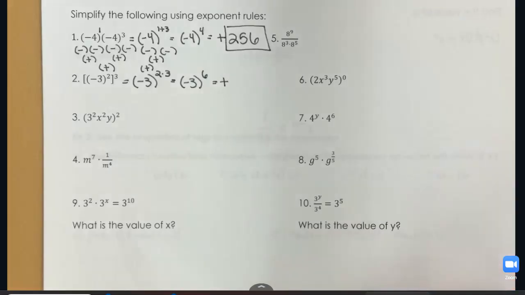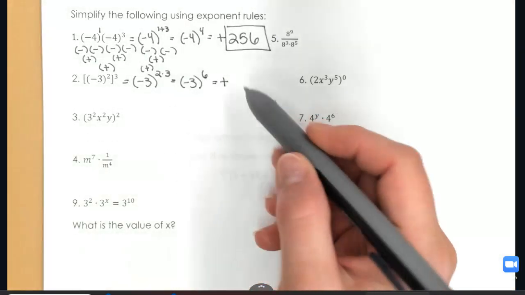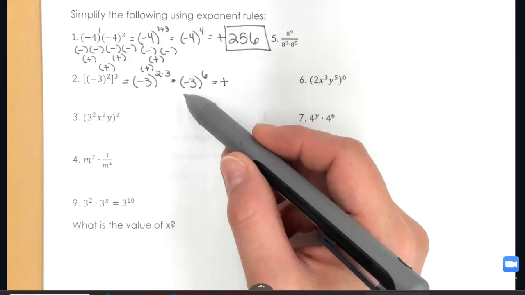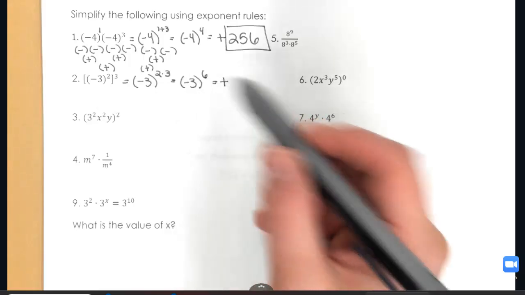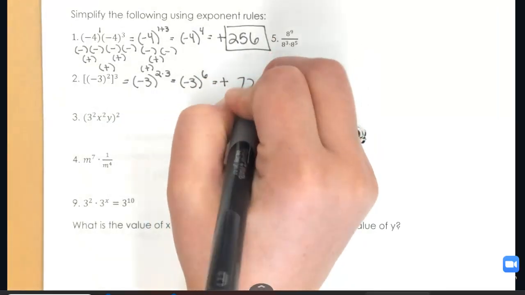The way that you can do that shortcut is if you have a negative input and your exponent is even, you will get a positive output. If your input is negative and your exponent is odd, you would get a negative output. And then 3 to the sixth power is 729.